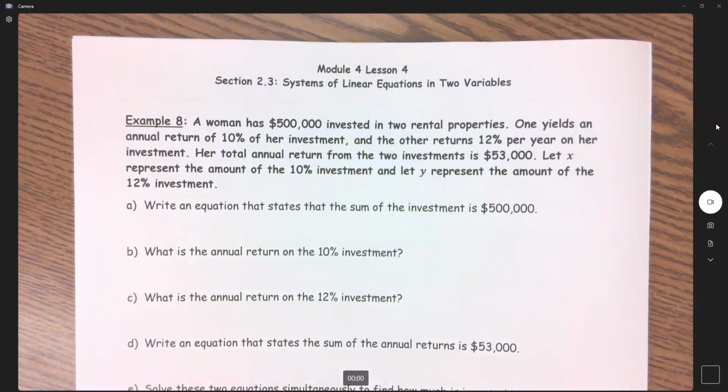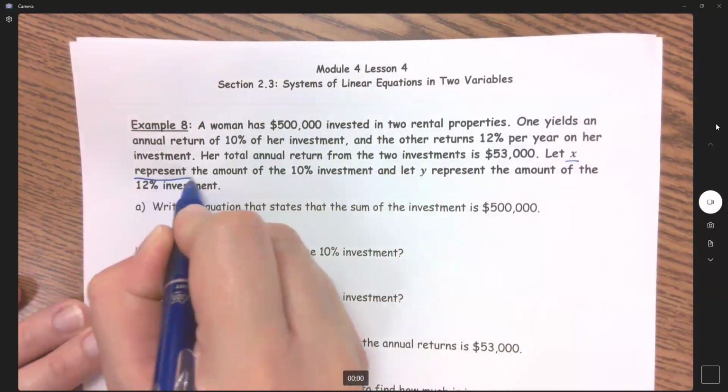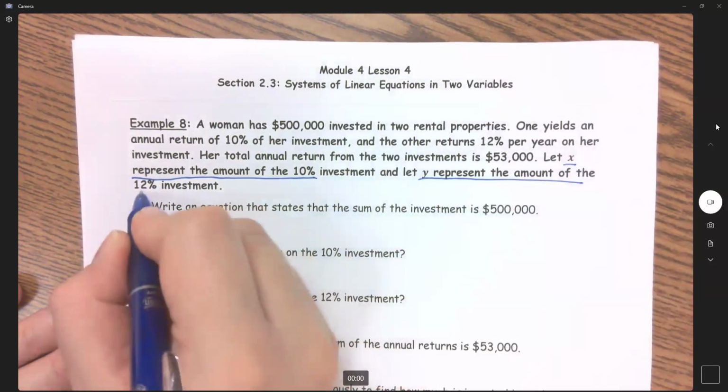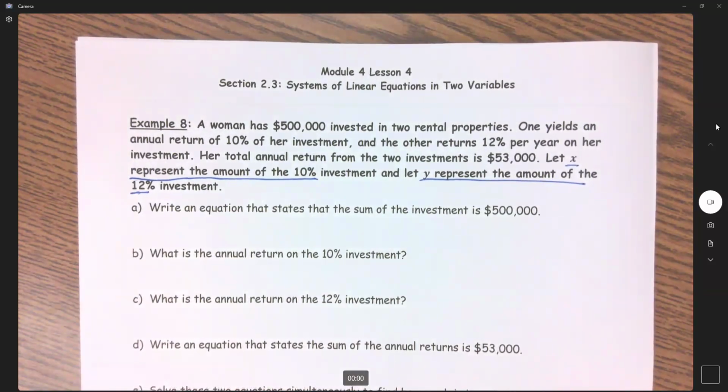So example 8 says a woman has $5,000 invested in 2 rental properties. One yields an annual return of 10% of her investment, and the other returns 12% per year of her investment. Her total annual return from the 2 investments is $53,000. Let X represent the amount of 10% interest, and we're going to let Y represent the amount of 12% interest. Since this one tells me what X is going to equal and what Y is going to equal, I'm not going to pick my own variables. I will use X and Y here.